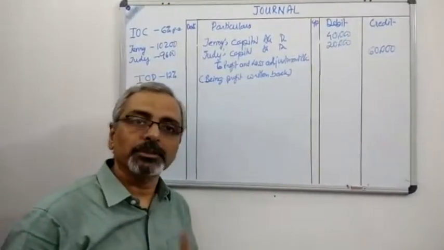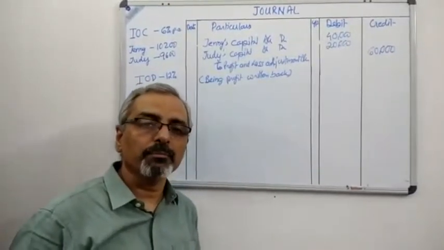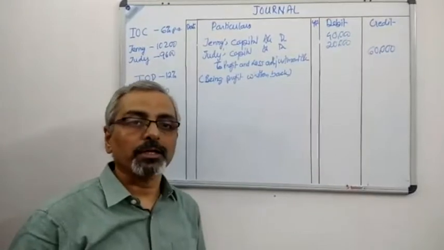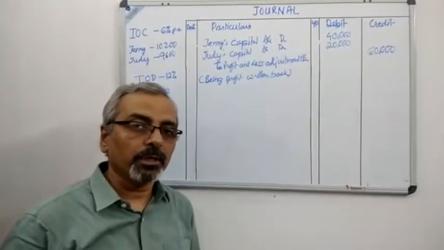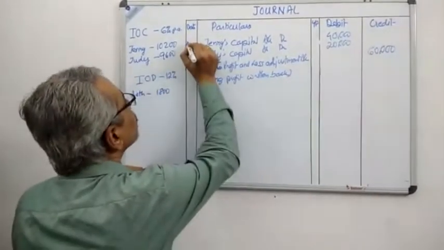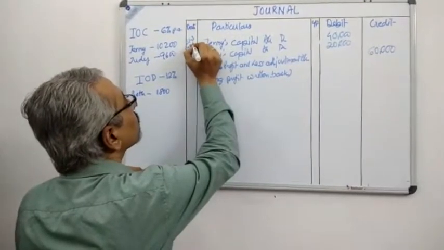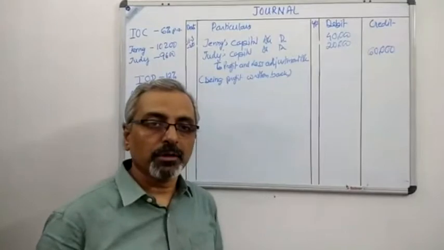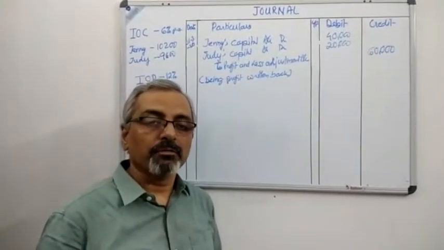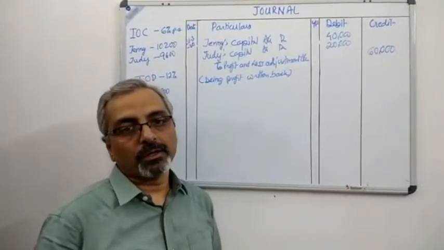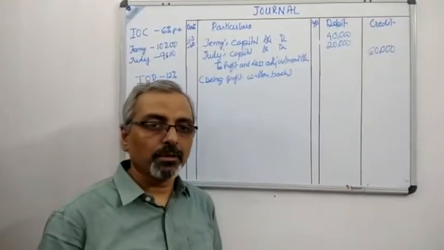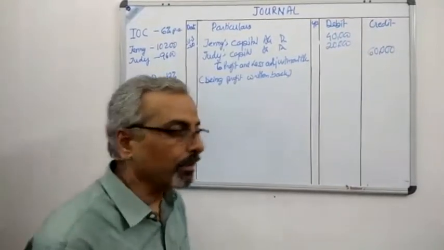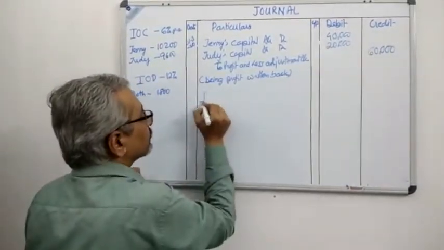Still, the journal entry is not complete because we have missed a very important thing, that is the date. And if you remember, the date was 31st of March 2020. This was the date. So the first journal entry has been done. That is, we have written back the profit in the ratio of 2:1. The next journal entry, if you remember, was the interest on capital, and we'll pass that journal entry.